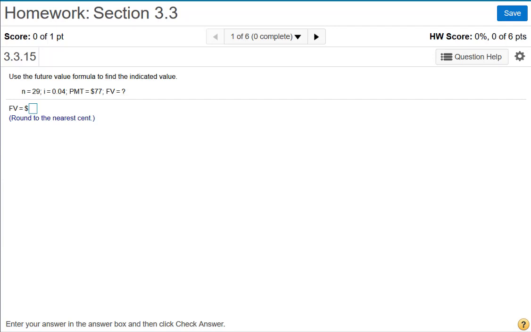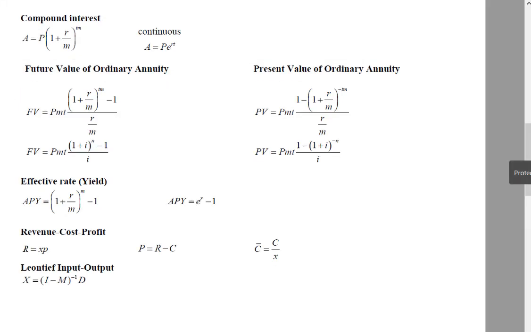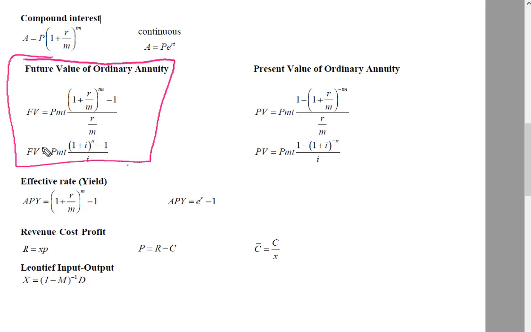Section 3 is concerning the future value formula, which we have here on our formula sheet. In fact, there are two versions. For the first three problems, we're going to be using the second future value formula, the one that has the i's and the n's.